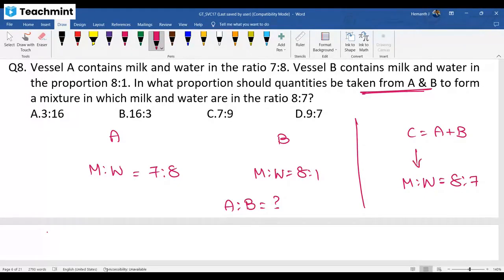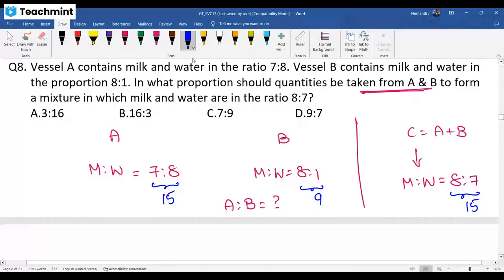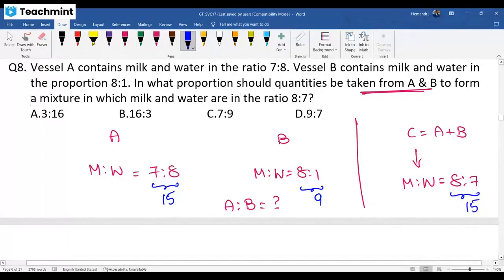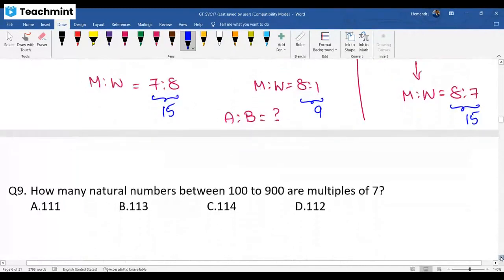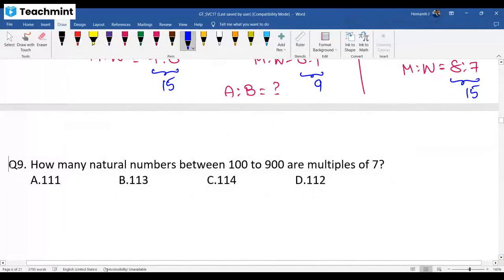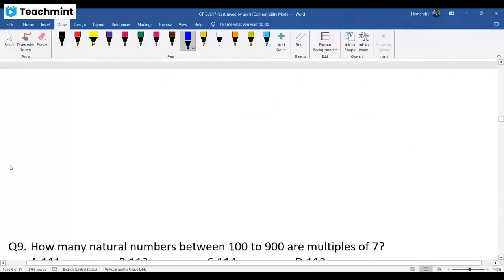Now, to solve these types of questions, you have to focus only on milk or only on water. Only one parameter is sufficient. Here, 7 plus 8 is 15, 8 plus 1 is 9, 8 plus 7 is 15. You take first quantity something, second quantity something, mixing these two, you get the new one, right? Now, take milk alone or water alone. In mixtures and alligations, we basically have only two methods. One is mixed ratio given, one is mixed ratio not given. This question is asking how to mix.